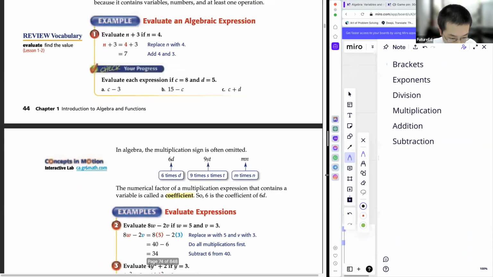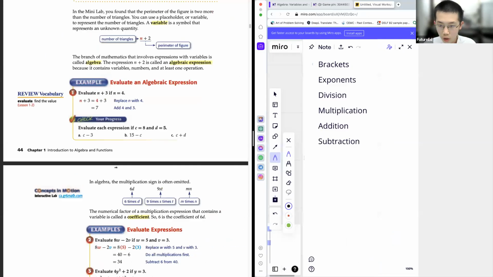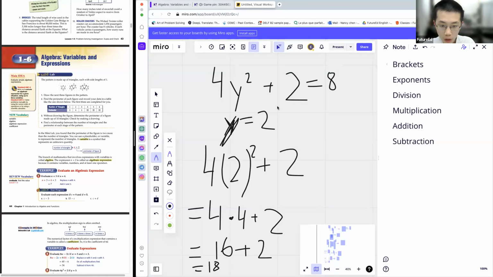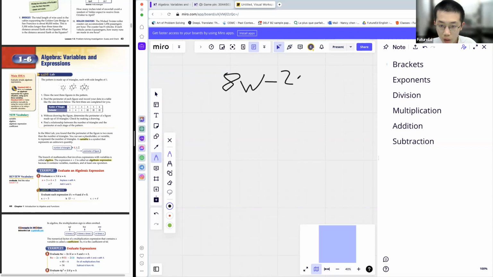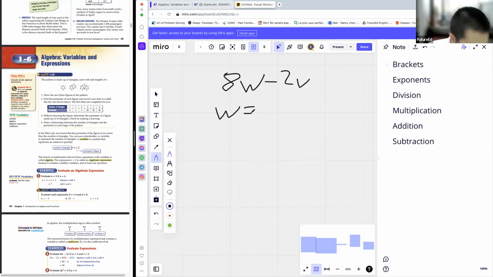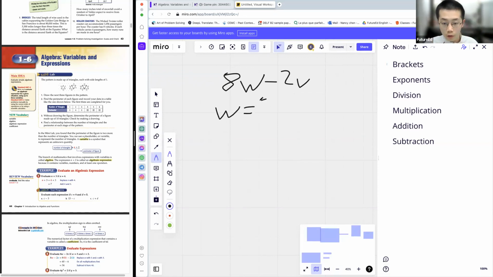Let's go back to 8w minus 2v, okay? So 8w, we rewrite this, 8w minus 2v. Can I have another volunteer other than Jason? Work this out for me, please. So we have w, I think, is equal to 5, and v equal to 3. Ryan, go ahead.